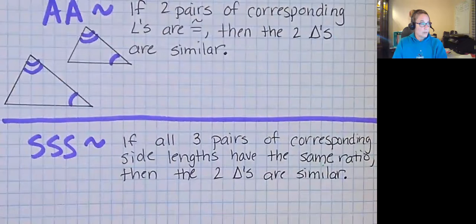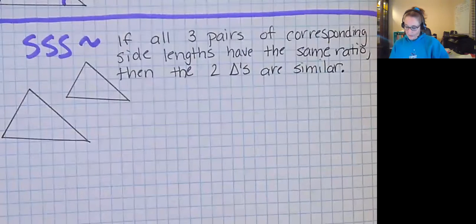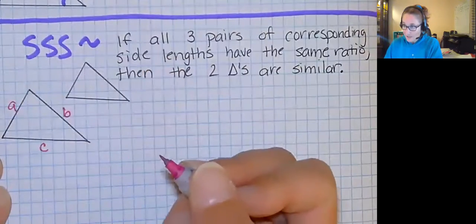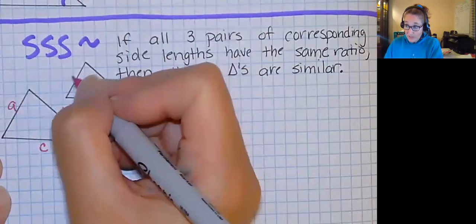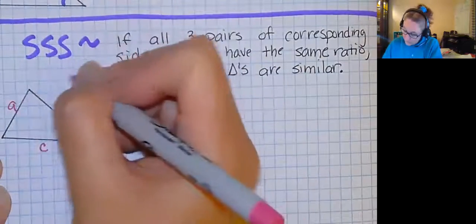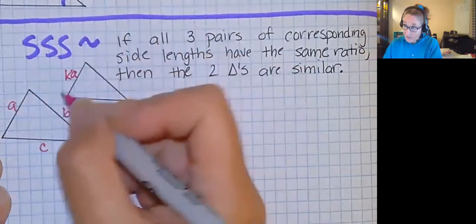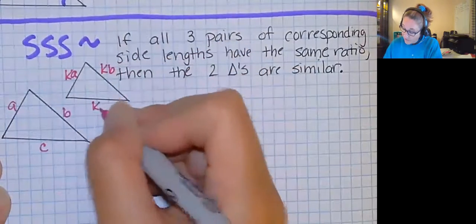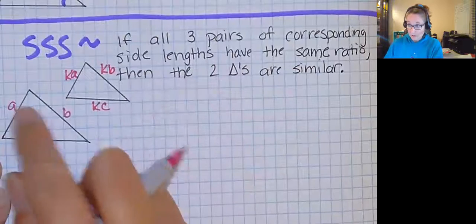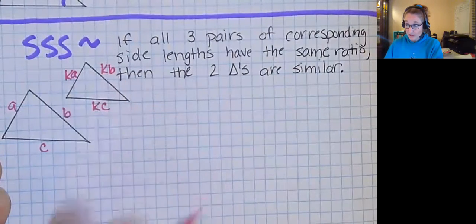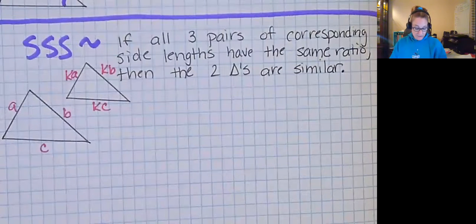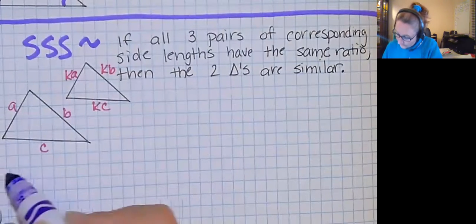Okay, I'm going to draw a picture of that. So let's say that this is A, this is B, this is C. Then this has to be some multiple of A. So let's say K times A. And if this is K times A, then this has to be K times B, and this has to be K times C. So all of these are multiplied by K to come up with this similar triangle. That's side, side, side. The next one is side, angle, side.